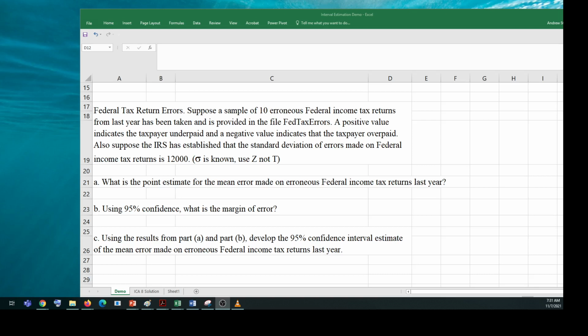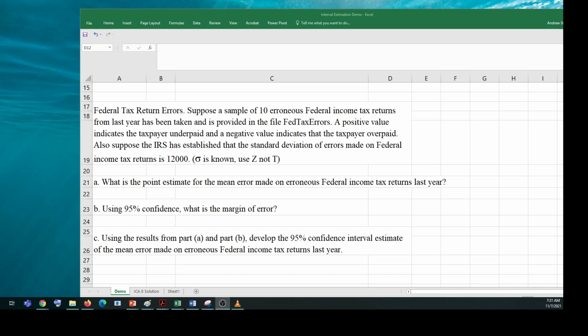And let us say the IRS has established that the standard deviation of errors made on the returns is 12,000. So right there we know that sigma, which is the population standard deviation, is given. So it is known. This is one of the things you want to look for in these problems: is sigma known or not? If sigma is known, we can use a normal distribution, which is a z. If it's not known, then we have to use the t distribution.